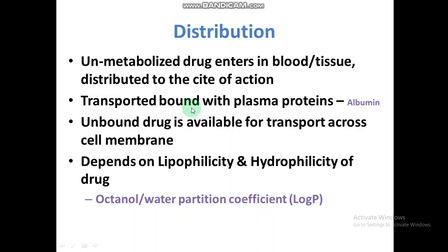It is transported either bound with plasma protein. Here albumin protein plays an important role during distribution of our medicine. It will be the unbound drug which is available for transport across the cell membrane. So when it crosses the cell membrane, it should be unbound. Similarly, when it is going to bind with the target, it should be unbound. So distribution also depends on the lipophilicity and hydrophilicity of the drug.